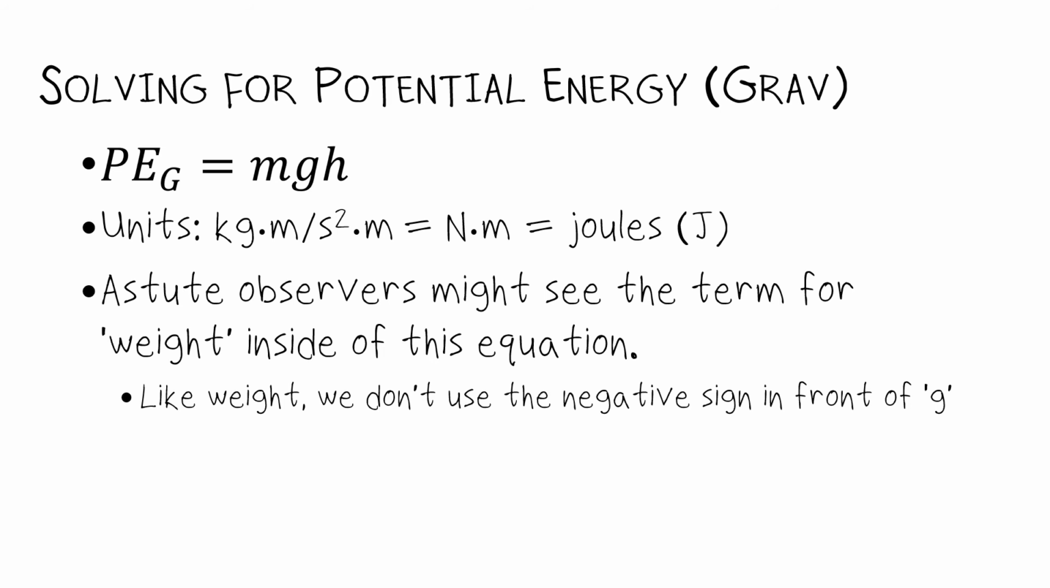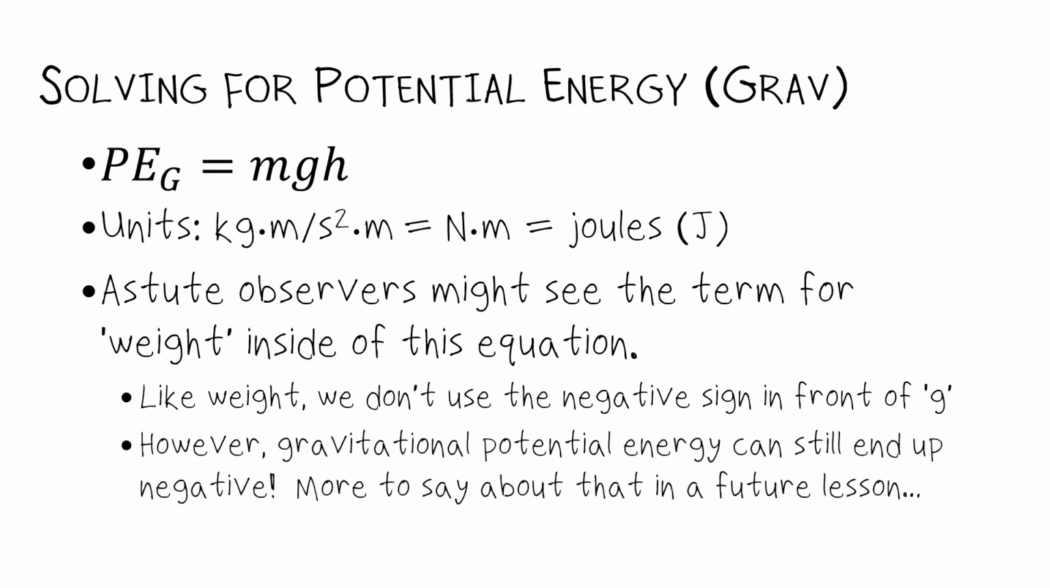So I'm not saying the potential energy can't be negative. It can be, but it's not going to be negative as the result of the actions of the g, nor obviously can it be the result of the action of m. So if we do end up with a negative sign for potential energy, that is going to come from the height, and we're going to talk about that more again in a lesson.